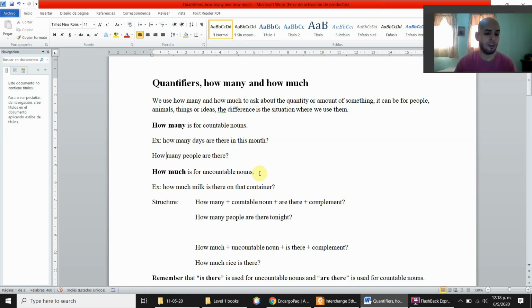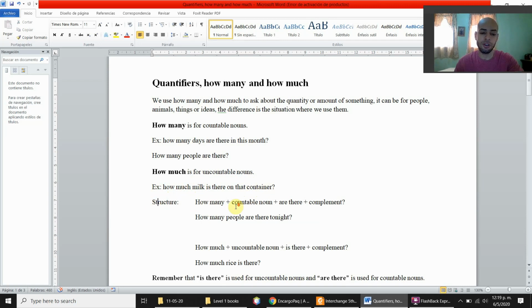Now, how much is for uncountable nouns. Again, nouns that cannot be counted. How much milk is there in that container? Milk is an uncountable noun. Remember, you cannot count milk. So, you must use how much to ask a question with how much.